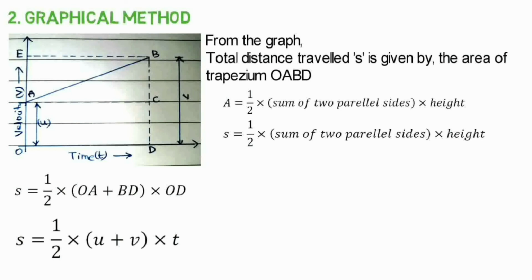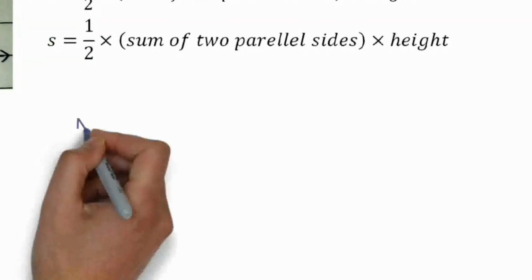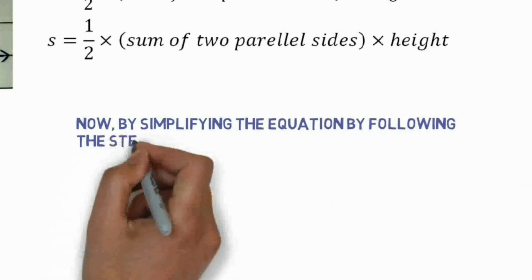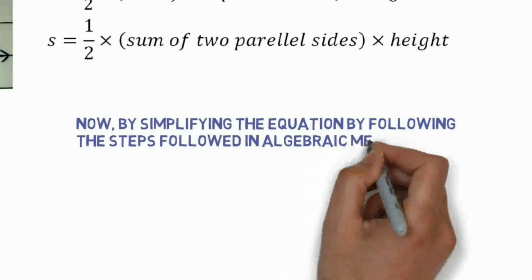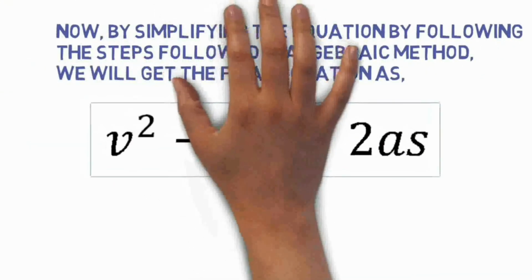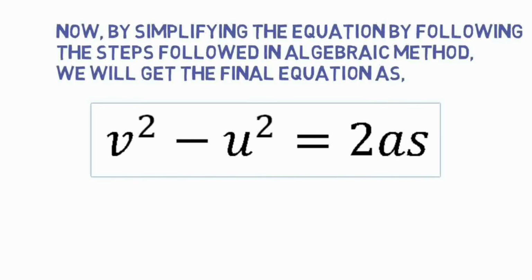And since we know from the graph that OA is equal to the initial velocity, that is U, BD is equal to the final velocity, that is V, and OD is equal to the time taken, that is T, we can write the equation as S is equal to half into (U plus V) into T. Now, simplifying the equation by following the steps followed in the algebraic method, we get the final equation as V square minus U square is equal to 2AS. So this is the third equation of motion.